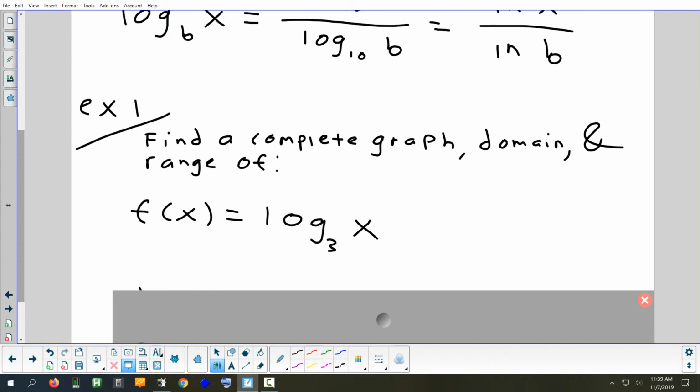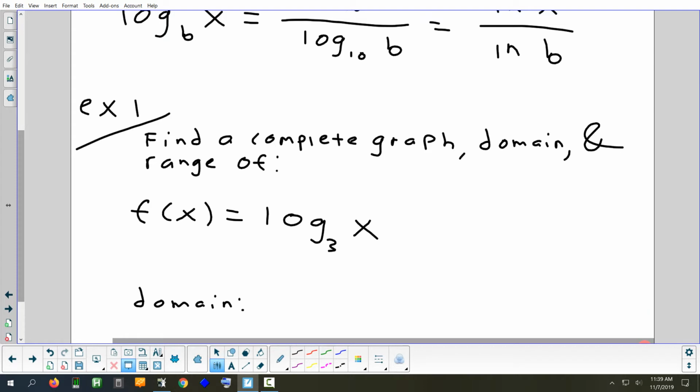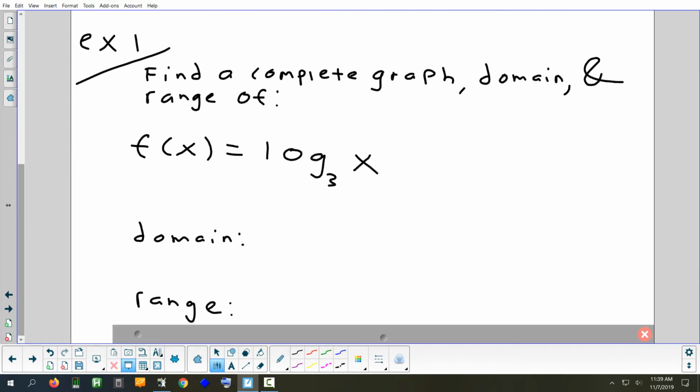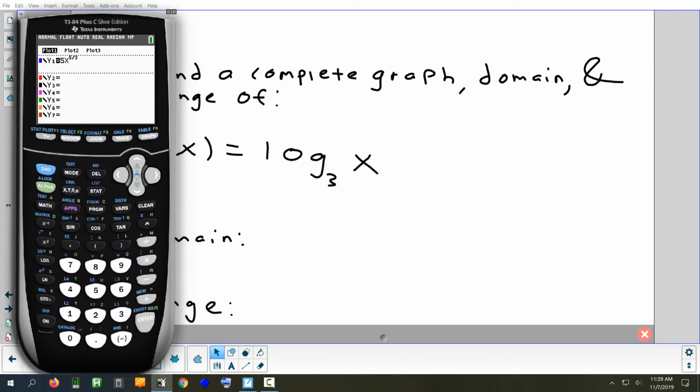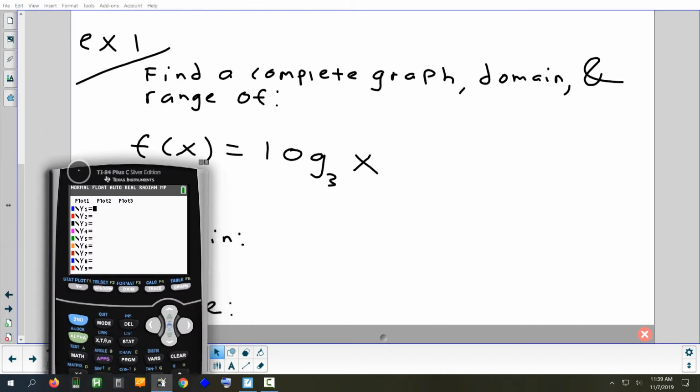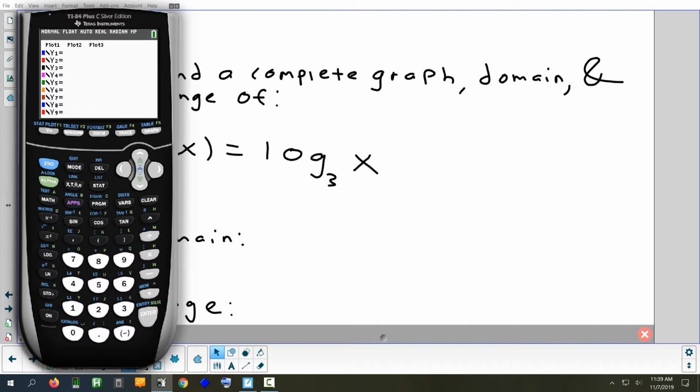So let's graph that and find domain and range. Now, we have to use the change of base formula just to type that in, because we don't have a base 3. So I'm going to go up to my plot. I'm going to shut that off, because I don't want to keep seeing that. Okay, go down to y1. And how would I type in y equals log base 3 of x?